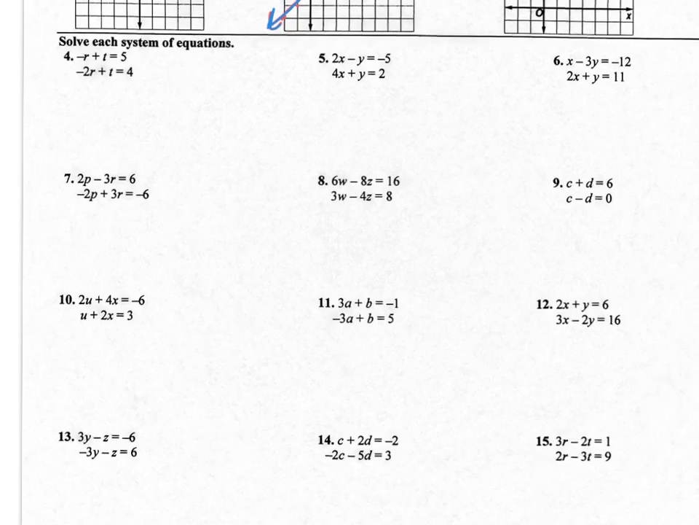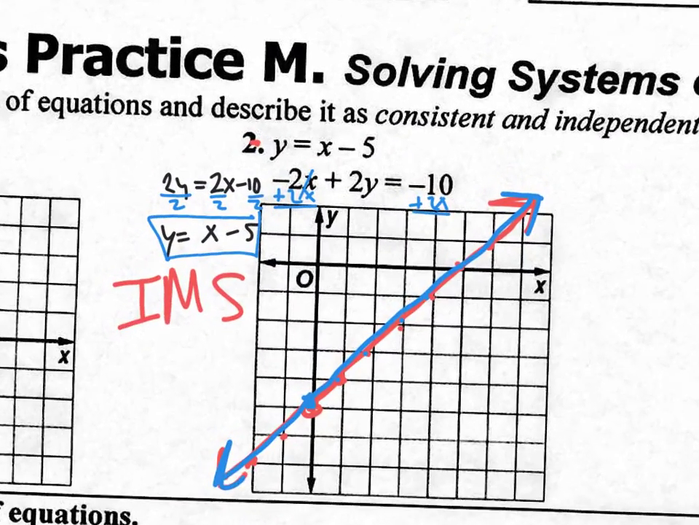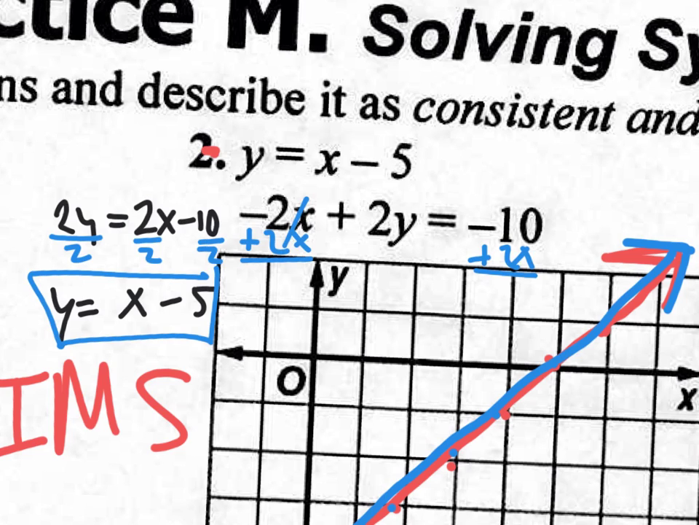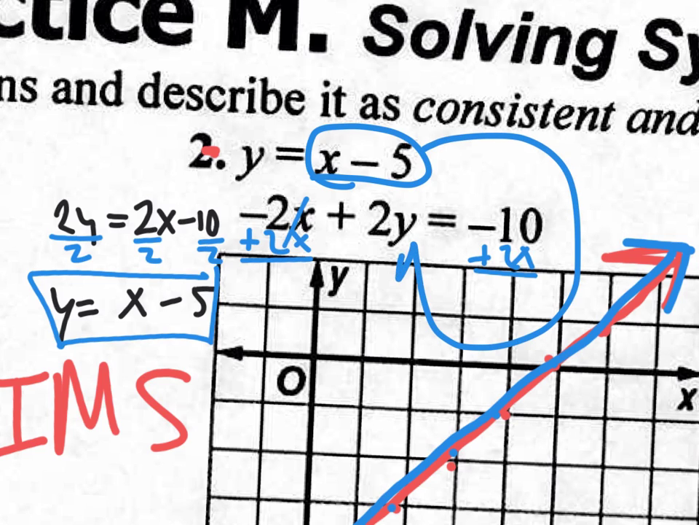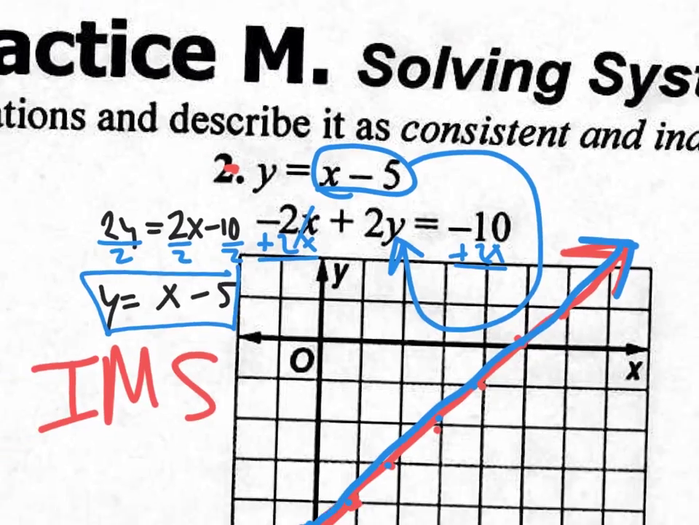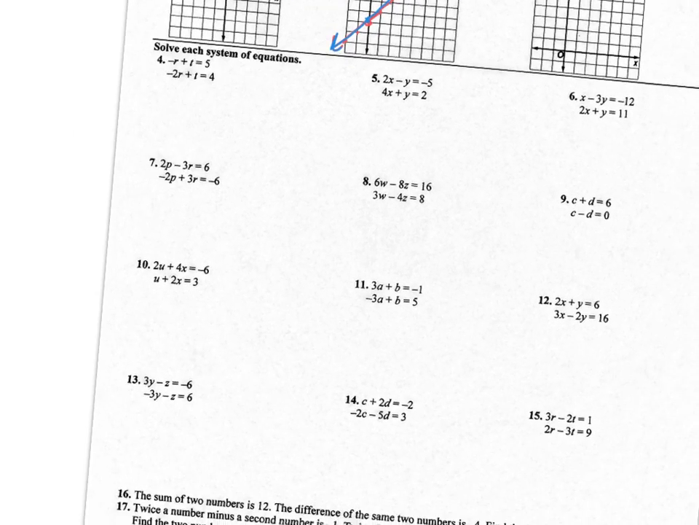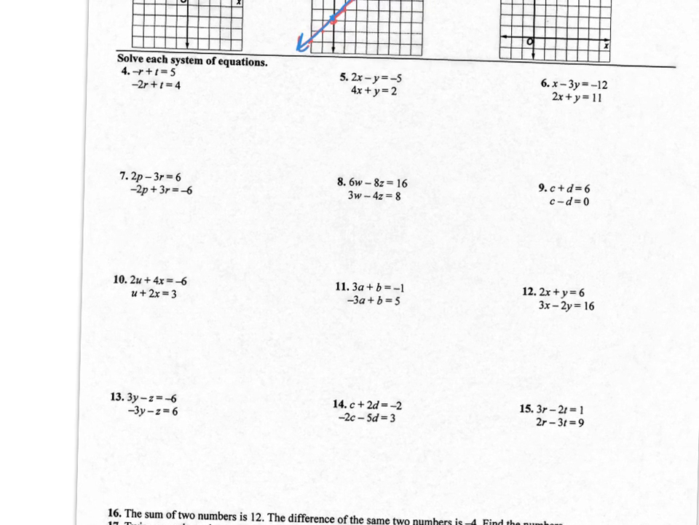I'm looking through them. You know what? I would have used substitution on this one, number 2, instead of graphing. I could have, since I already have y by itself, y equals x minus 5, I could have taken that x minus 5 and plugged it in right here into the y. And then I would have had a single variable equation I could have solved. But I'm not going to do that. Down here, there is no variable, it's all by itself. So it might be a good idea to just use the elimination method on all of them.